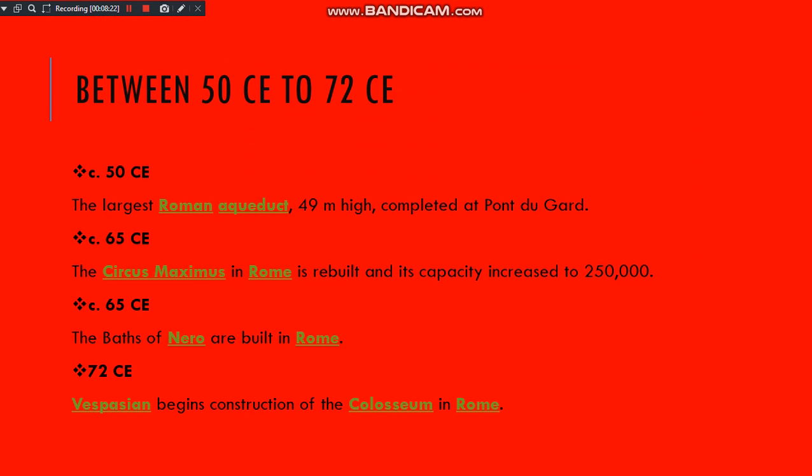And an aqueduct is basically, as we can notice, there's actually a lot of aqueducts that Romans did. It's to serve the water, help the Romans get the water. And then in 65 CE, the Circus Maximus in Rome is rebuilt, and its capacity increased to 250,000 people. 65 CE, the Baths of Nero are built in Rome. 72 CE, Vespasian begins construction of the Colosseum in Rome.